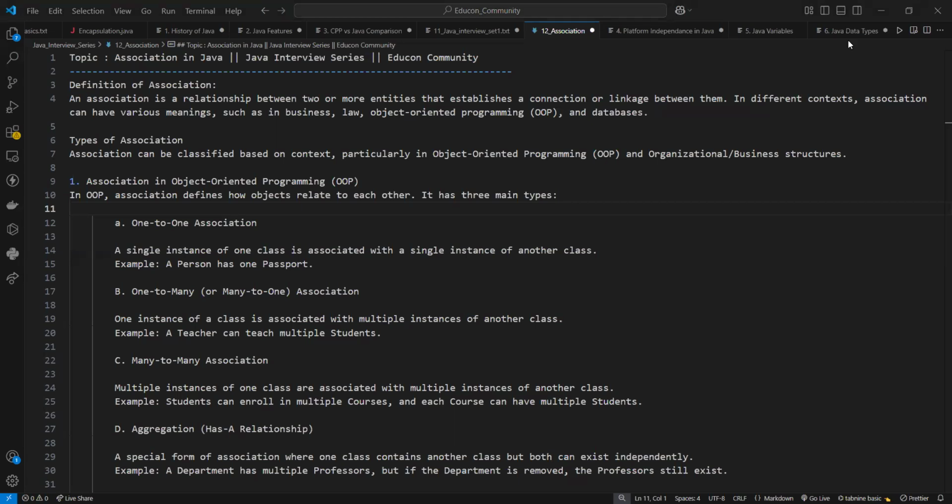So this is our continuation of the Java interview series, and today our topic is association in Java. If you learn this topic, then any question from association will be covered, right? So what is association basically?